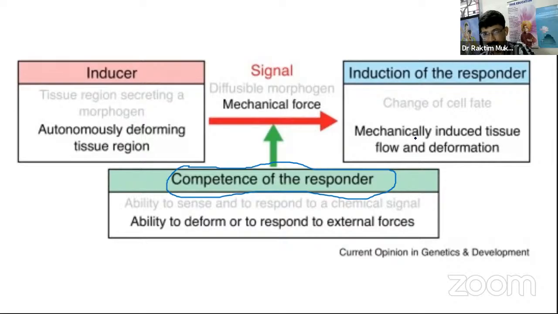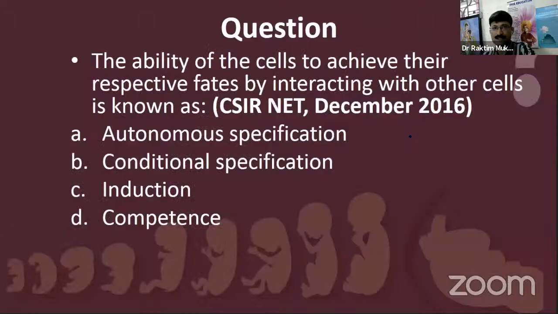Based on this concept, one quick question to wrap up. The ability of the cells to achieve their respective fates by interacting with other cells is known as autonomous specification, conditional specification, induction, or competence. What is the correct answer? Just now we discussed the nervous system, so things might be related.